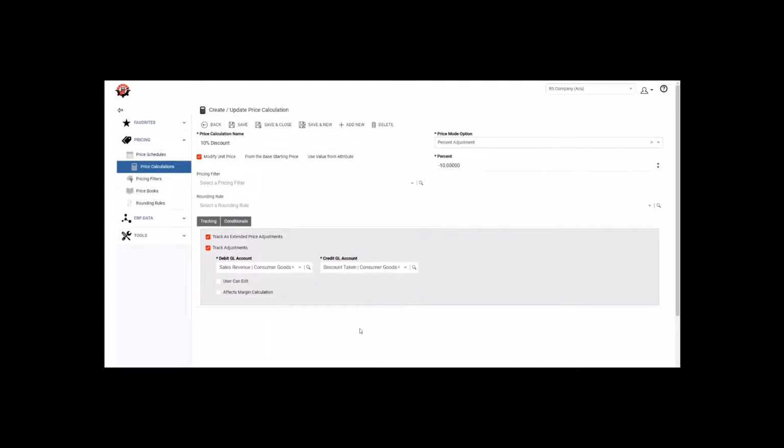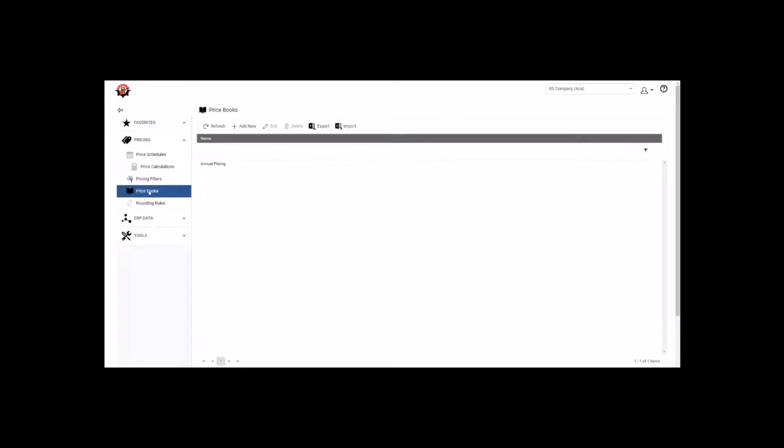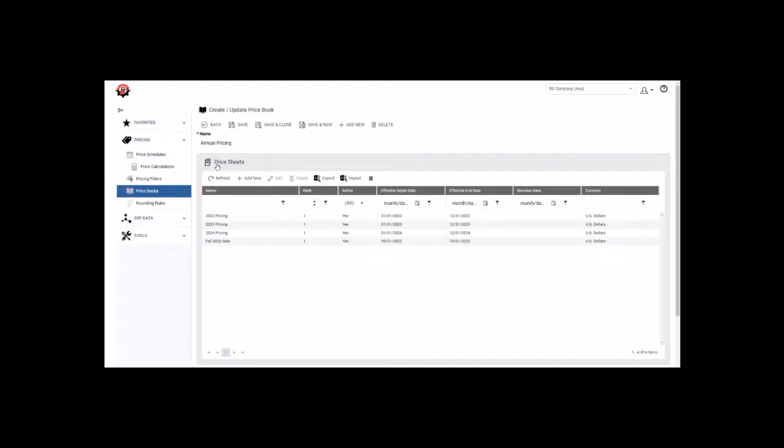When we were looking at the price source options on the price schedule, one of the options was price book. This is another way for you to price your items. You can set up a price book with price sheets. Think of a price sheet as a price list. It's date-driven and allows you to set a price here and have RPM use that price.